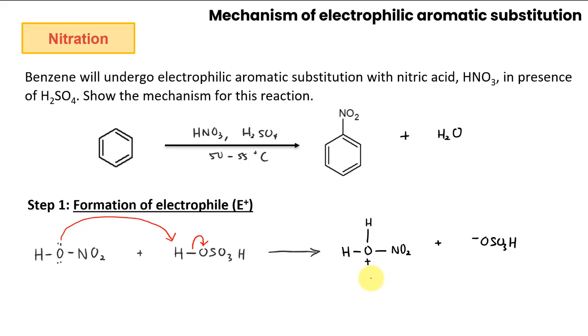So after this structure, you can see there is a structure of H2O. We are going to break this bond between the H2O and the NO2, pushing both of the electrons towards the positively charged oxygen. And now you remove a molecule of water and create your electrophile, NO2 positive. The positive sign will be located on the nitrogen.